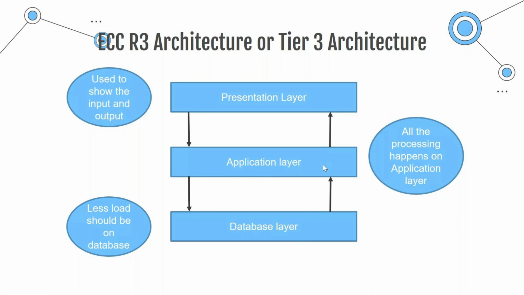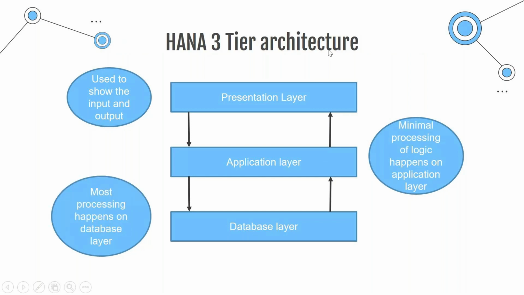Now if we look at the HANA architecture, the layers are the same even here. There are three layers. First is the presentation layer, second is the application layer, third is the database layer. So the layers remain the same between ECC and HANA, and the presentation layer concept also remains the same. The presentation layer is still used to show the input and the output. That's the whole purpose of the presentation layer. But the functionality of your application and database layer will change a little bit.